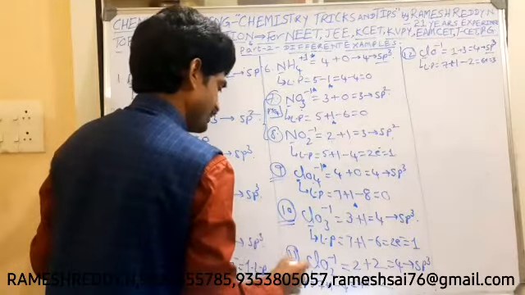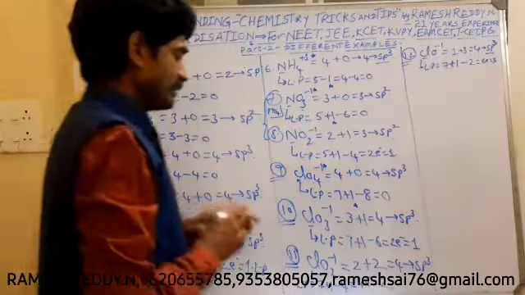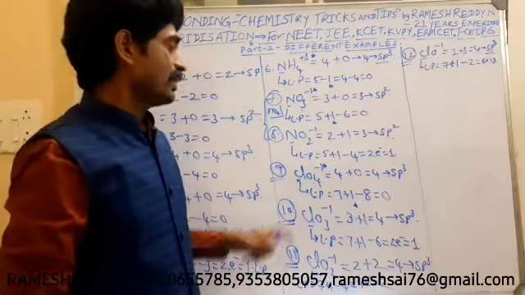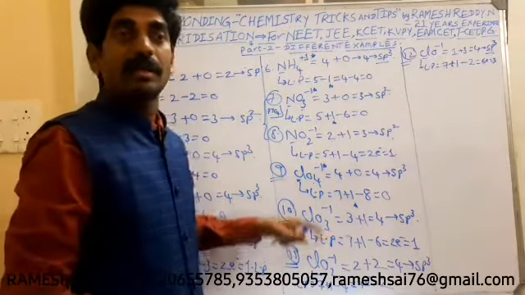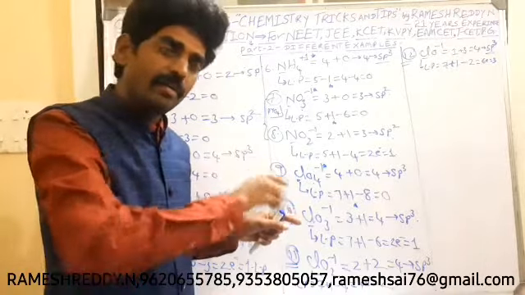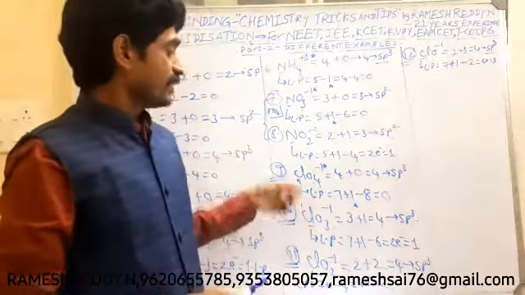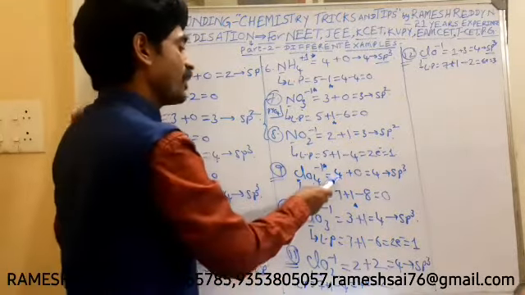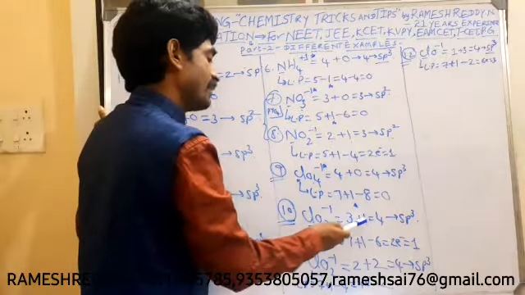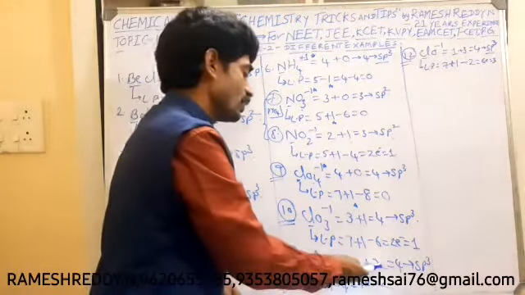This is a previous year question. They frame the question: the type of hybridization of the central atom and the number of lone pairs on the central atom of these molecules, respectively. So take care here. ClO4 minus: bond pairs 4, lone pairs 0. ClO3 minus: bond pairs 3, lone pairs 1. ClO2 minus: bond pairs 2, lone pairs 2.